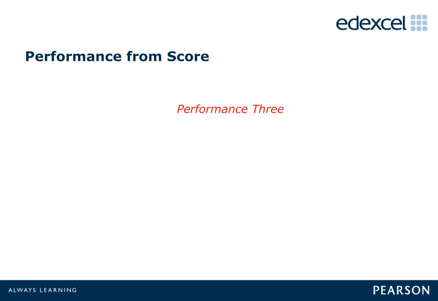Performance from score, Performance 3. The third performance we are going to listen to also has two pieces, both for flute: Strut It by Moa and the First Movement of a Sonatina by Pop.